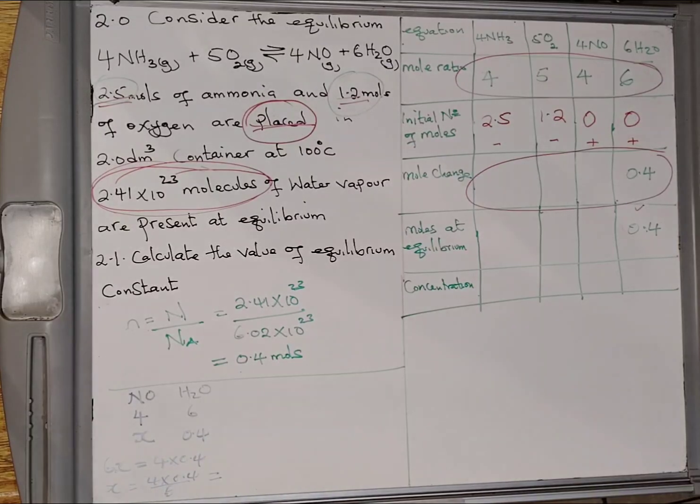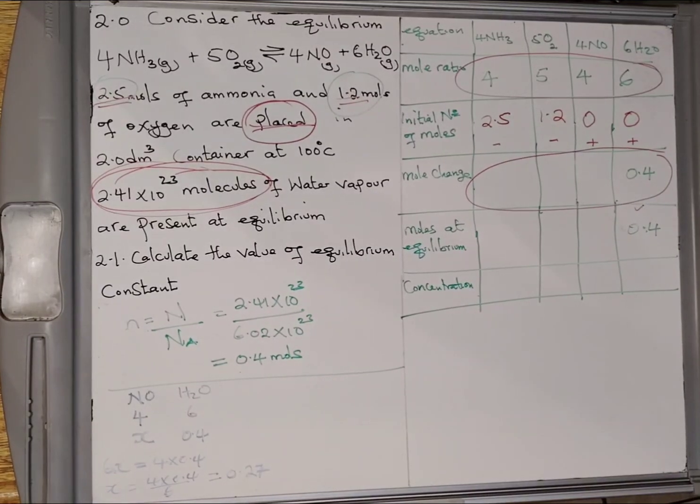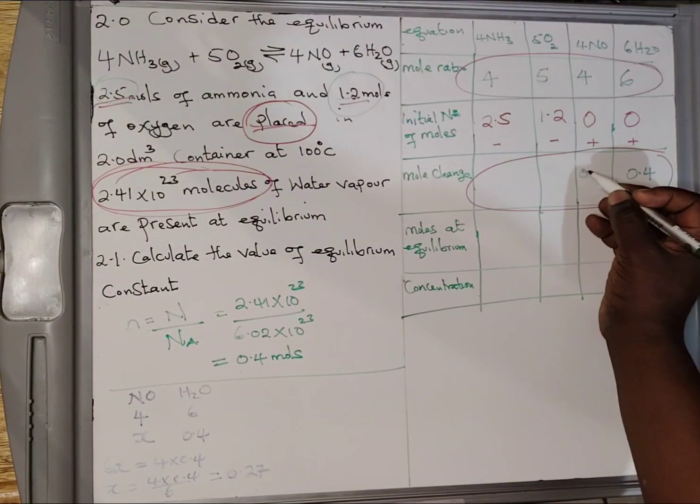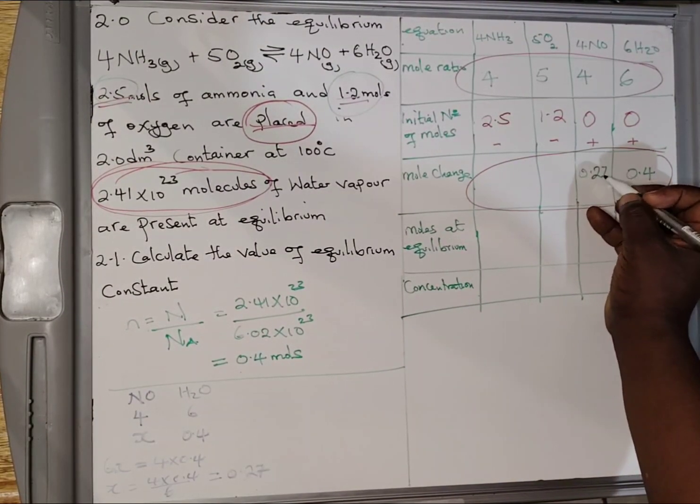What you get there is going to be the number. So we have got the number. So the number is 0.27. So this is 0.27.